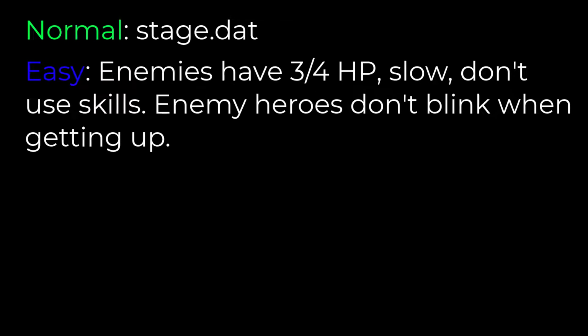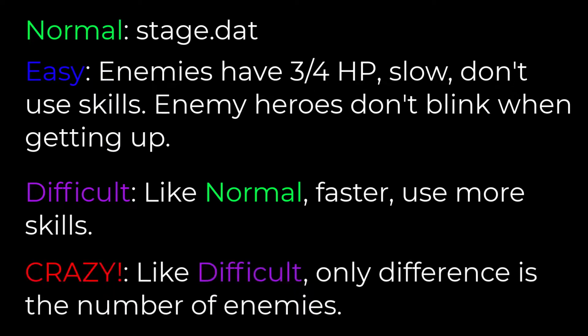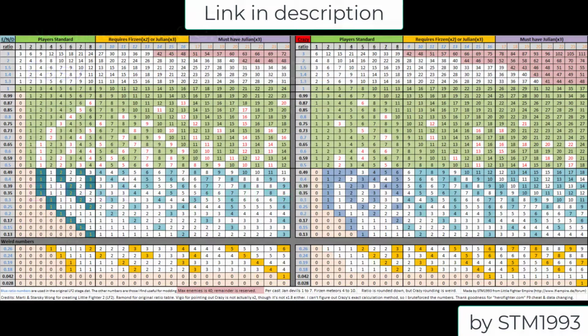Easy: enemies have 3/4 of the HP noted in stage.dat. They are very slow and don't use many special moves. Enemy heroes don't blink when getting up. Difficult: like normal, but the computers are much faster and use more special attacks. They sometimes even spam it. Crazy: many more enemies appear. You can consult the exact ratio in this table by STM.